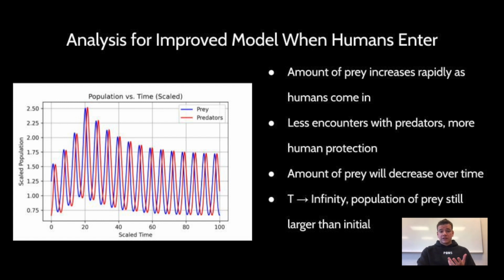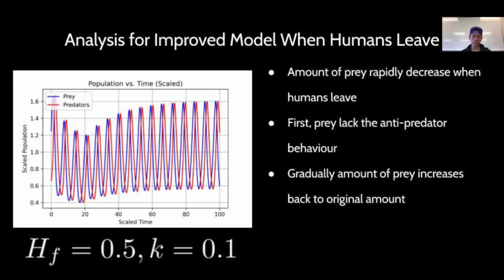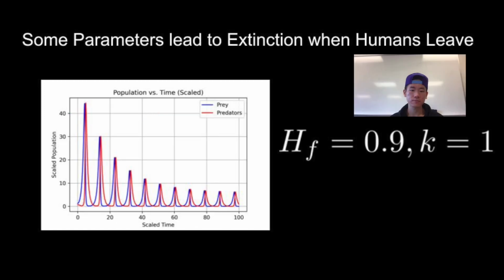As time eventually goes to infinity, the amount of prey and predators will still be larger than the initial values. In the case of humans leaving, the amount of prey will decrease rapidly. This happens because the prey lose their protection from humans, and they also lack the anti-predator behavior that is needed to keep them safe. Naturally, after a few years, prey will regain their anti-predator behavior, and gradually the amount of prey will increase. Since the anti-predator behavior has approached 1 again, the final amount of prey is close to the original amount before humans arrive.